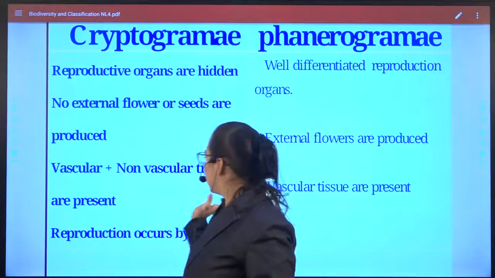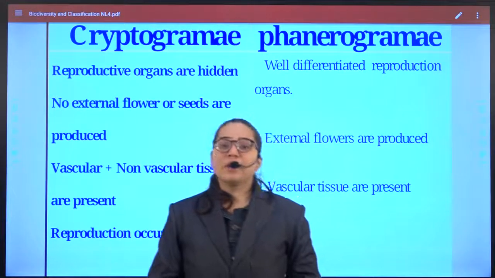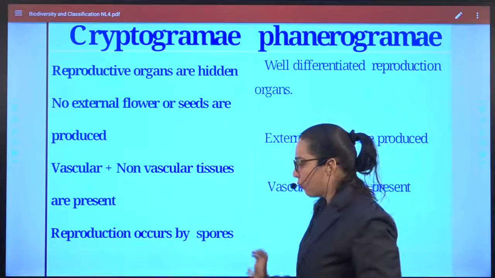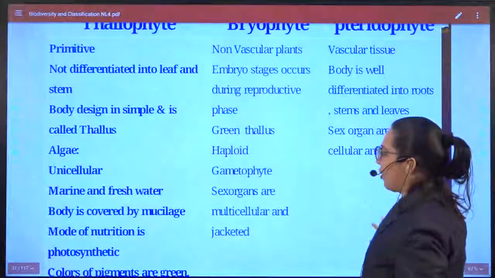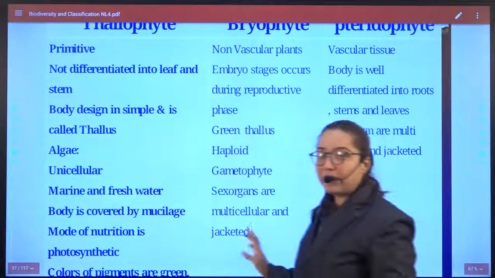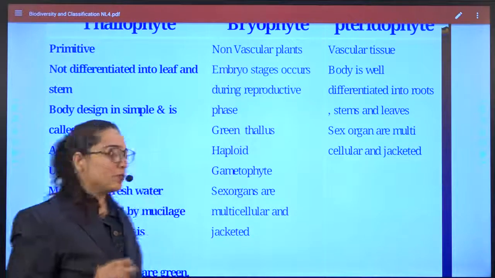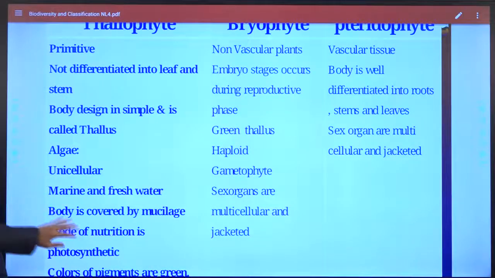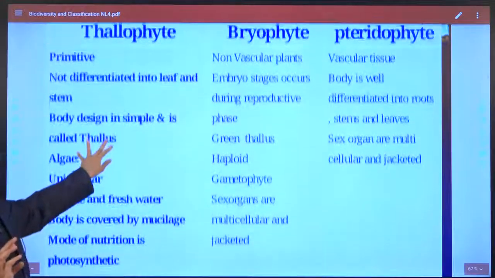Here both vascular as well as non-vascular tissues are present. Here only vascular tissues are present. Reproduction over here occurs through spores. Next is the basic division of the cryptogam part of kingdom Plantae. Cryptogams are basically divided into three types, that is Thallophyta, Bryophyta and Pteridophyta.